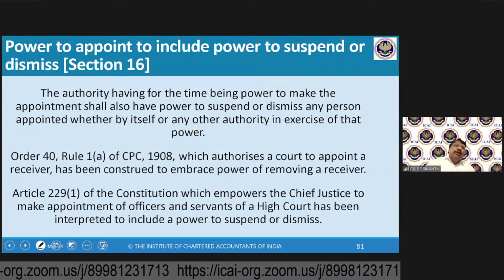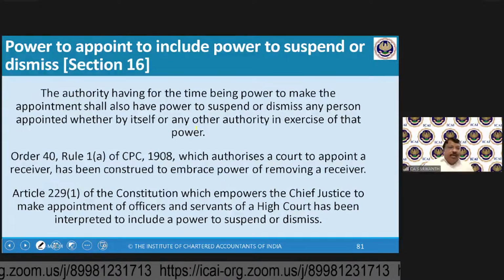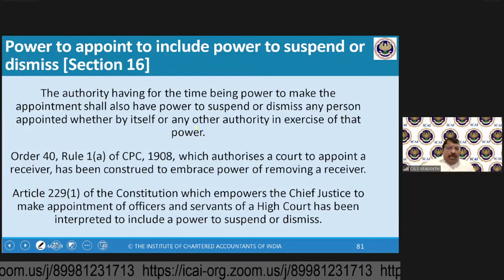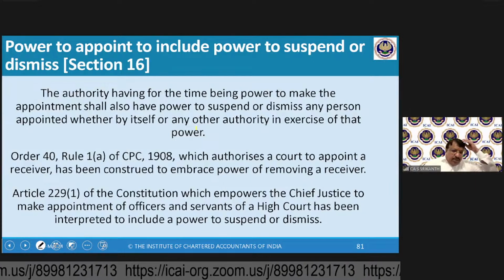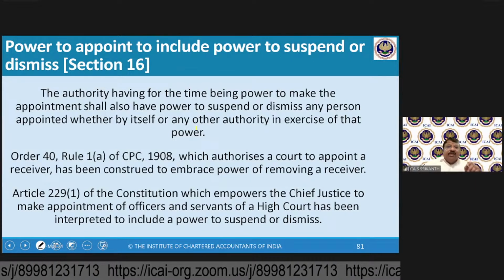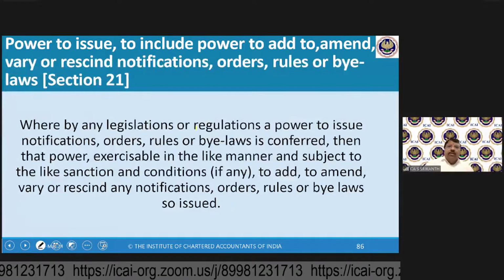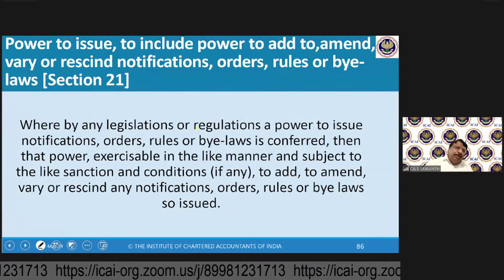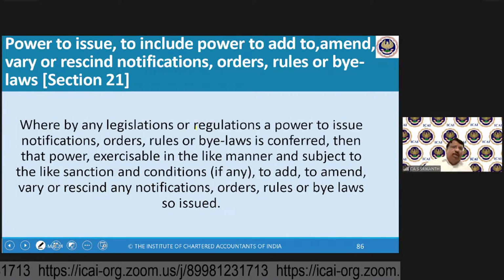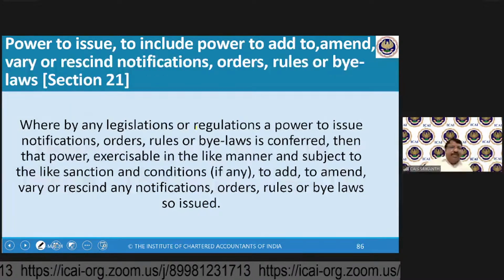Power to appoint includes the power to suspend or dismiss. So the minute an authority is given the power to appoint, unless there is a different legislative intent, they can remove or suspend. Similarly, the power to issue a circular or rule includes the power to add, amend, vary, rescind, etc.